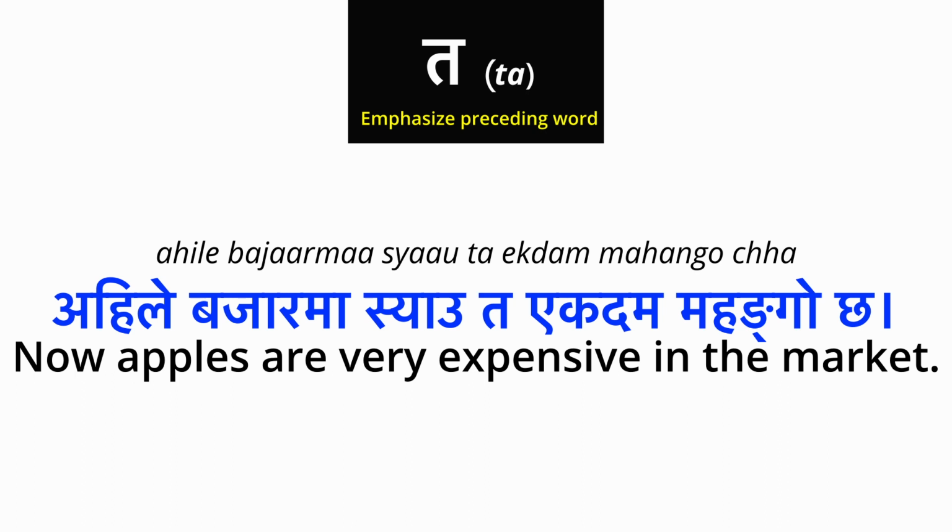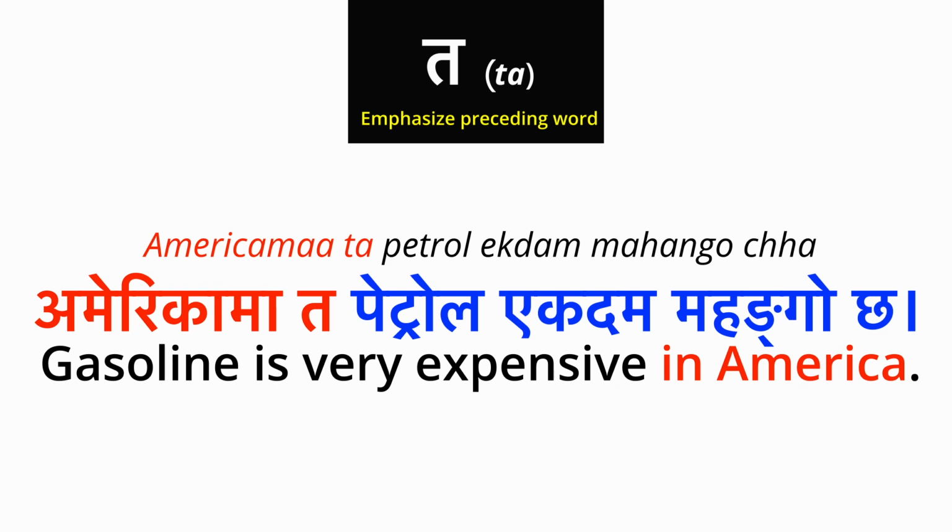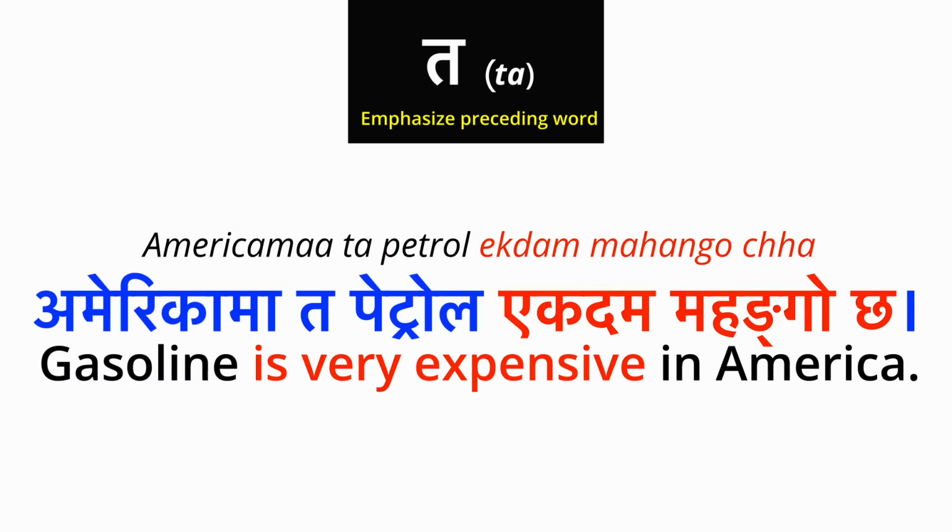Let's see another one example. अमेरिकामा त पेट्रोल एकदम महँगो छ. So in this sentence we are emphasizing America. So that's why we are using ta right after America. So petrol or fuel might be expensive in other country, but in this particular sentence we want to highlight, especially in US, petrol or fuel is very expensive. So we have used ta in this similar way.